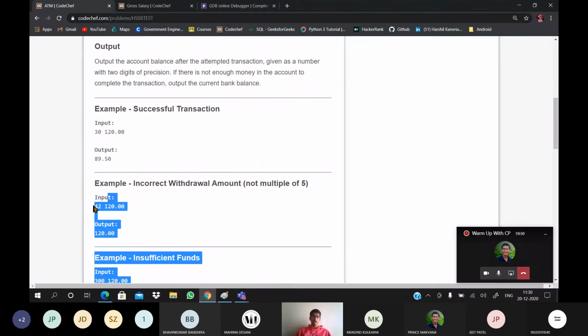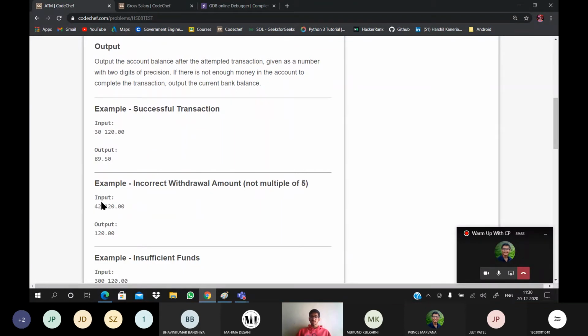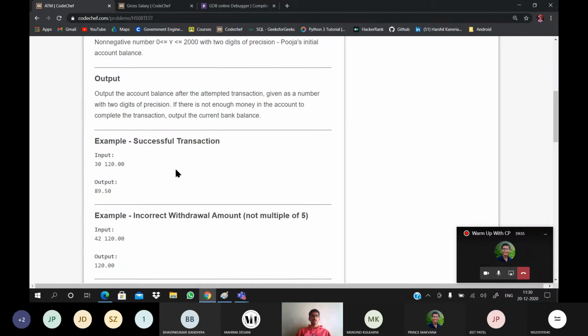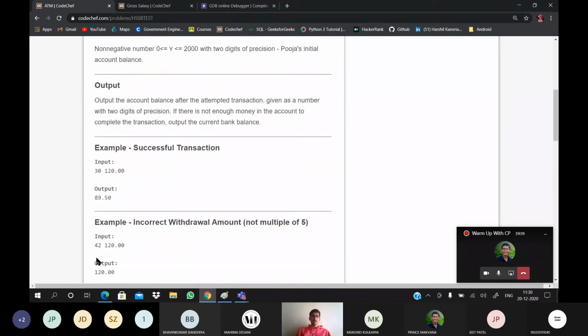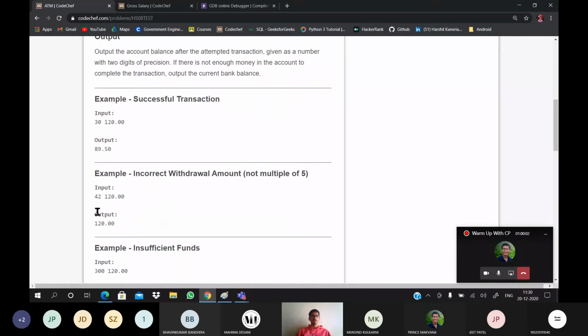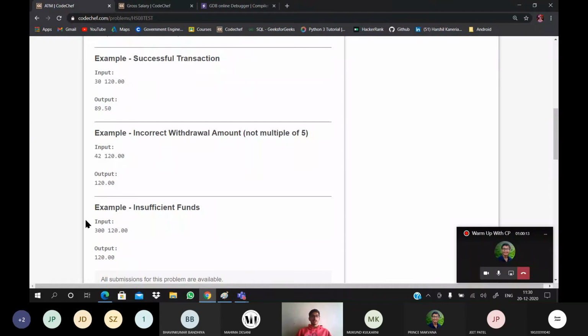Let us test another case. If Pooja wants to withdraw 42 US dollar, our condition is that the withdrawal amount should be divisible by 5, but here 42 is not divisible by 5, so our output is the main balance only, 120 US dollar. Let us take a third example. If the input withdrawal amount is greater than the balance, the transaction cannot be performed. So our final answer should be the initial balance only, 120 US dollars in this case also.